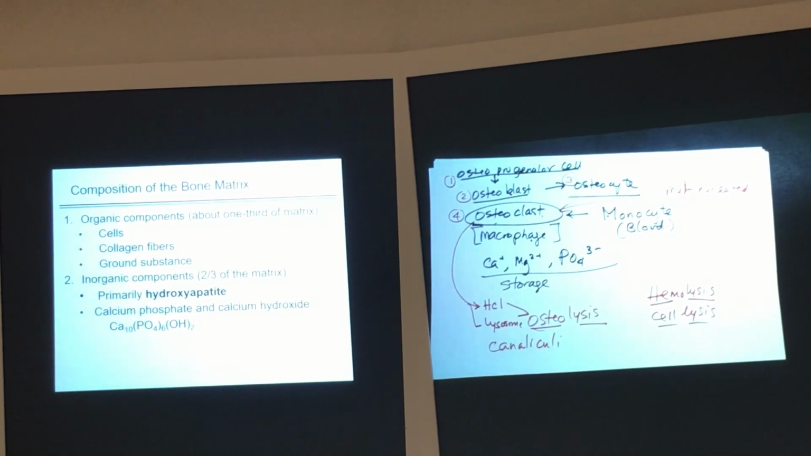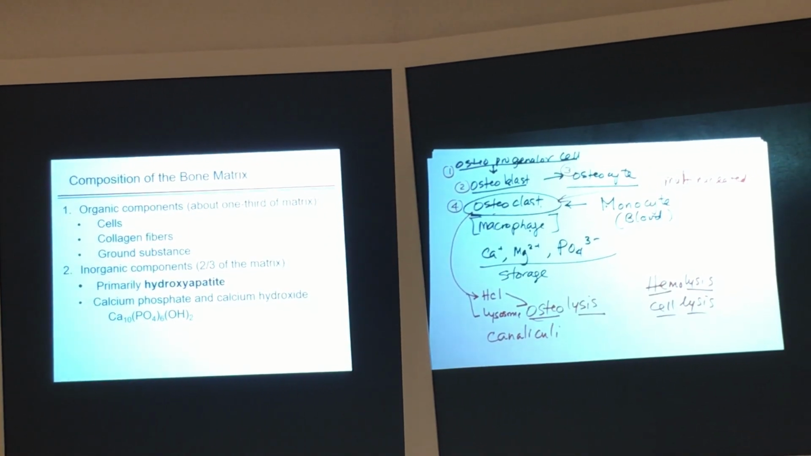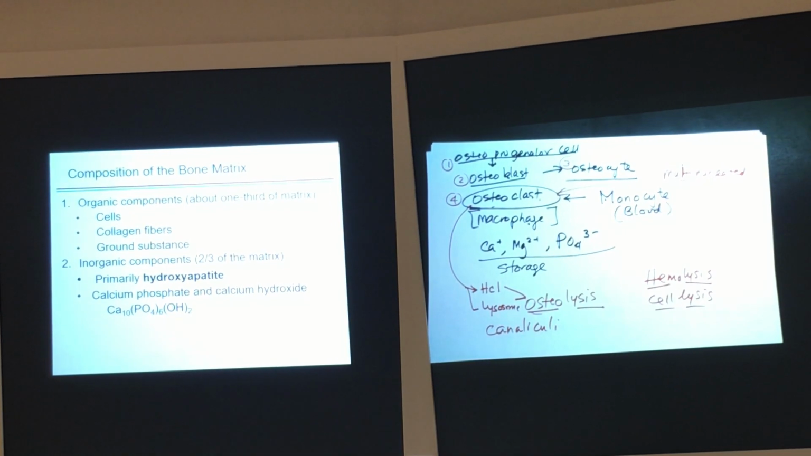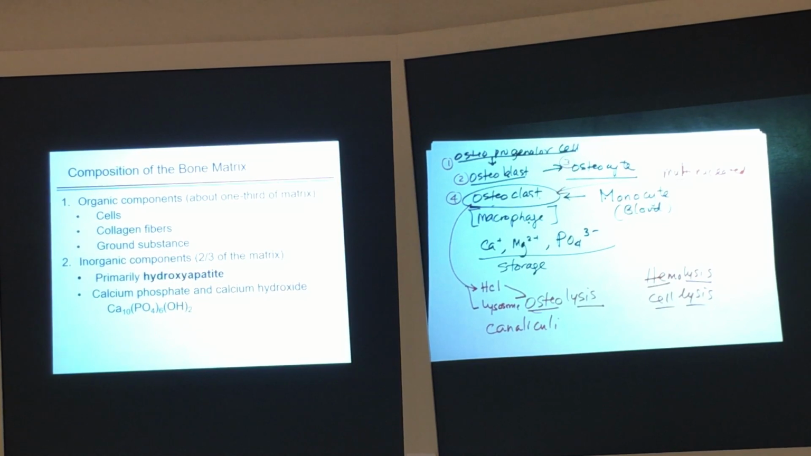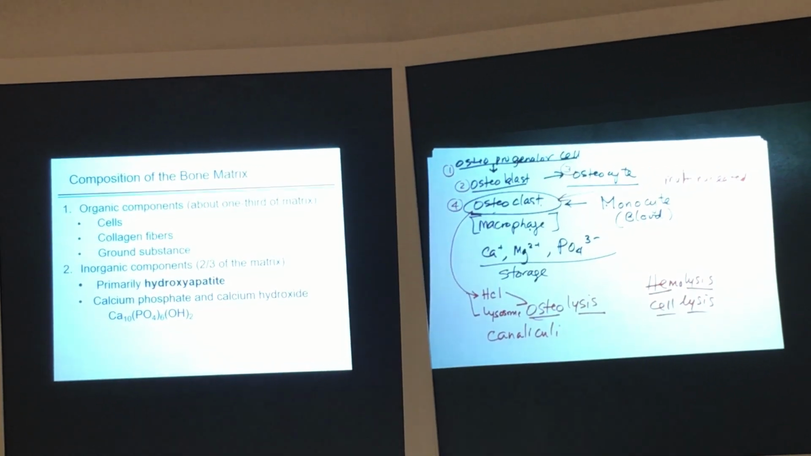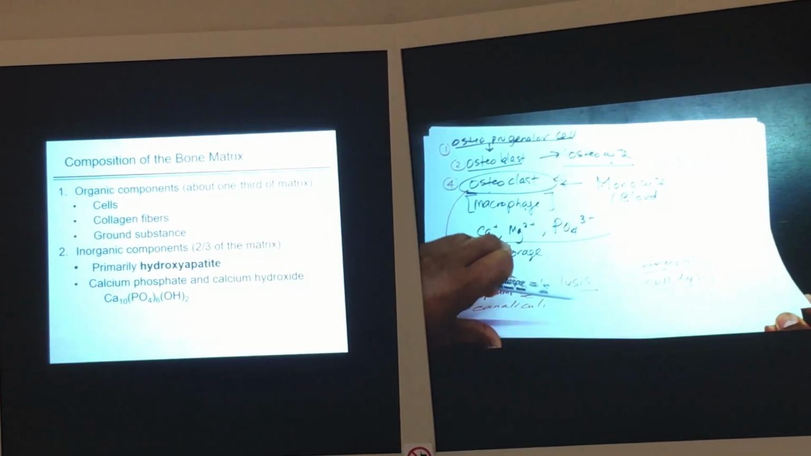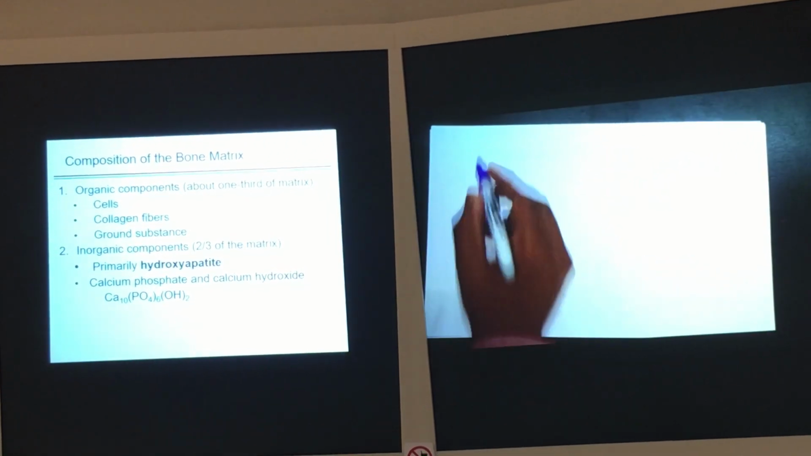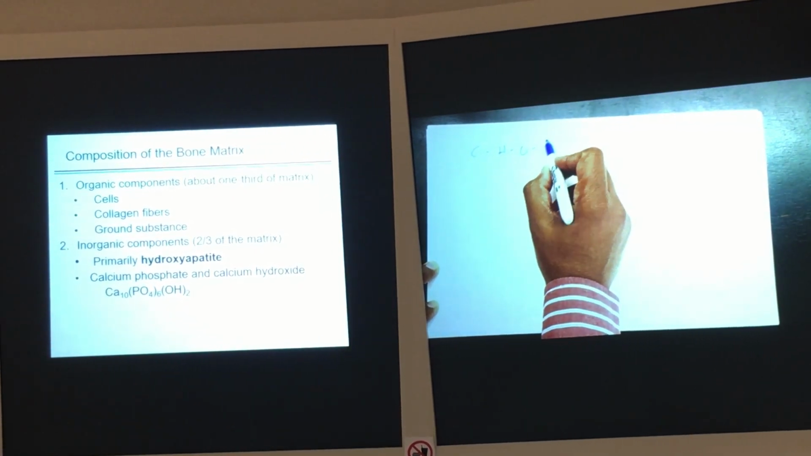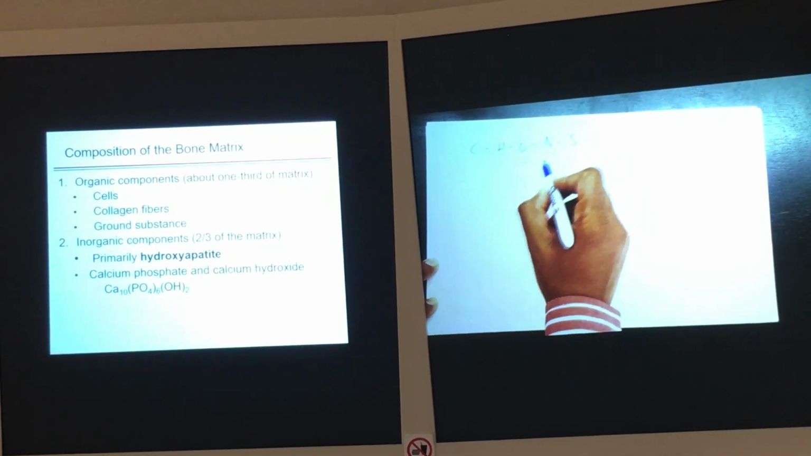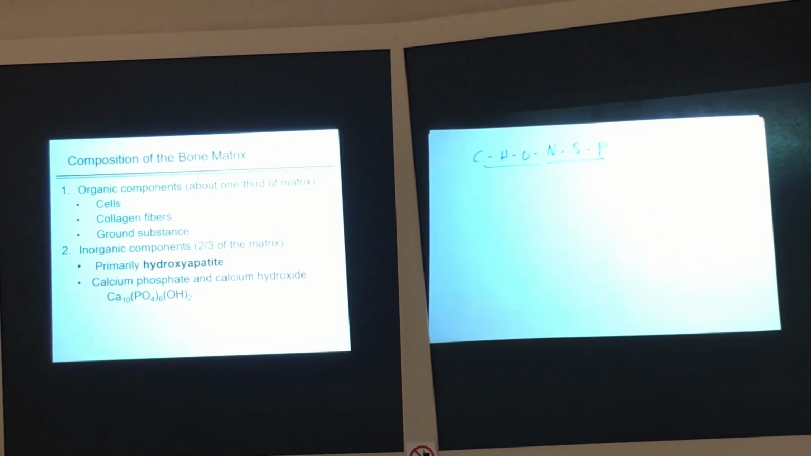So, in general, when you see a bone, it has got organic, which is cell, collagen fibers, and ground substance. What do you mean when you say organic? What are the chemical composition? Okay. At the chemistry level, there is carbon, hydrogen, oxygen, nitrogen, sulfur, phosphate. So these are what makes a compound organic.